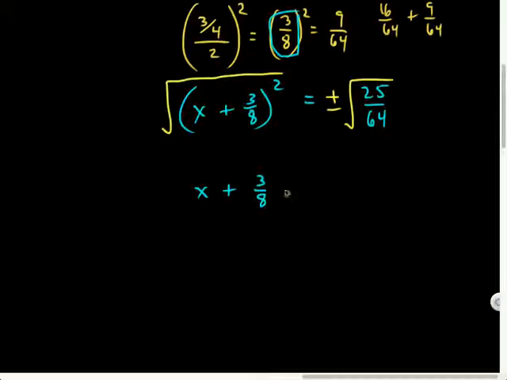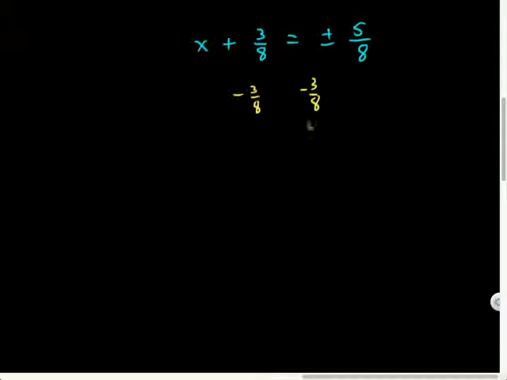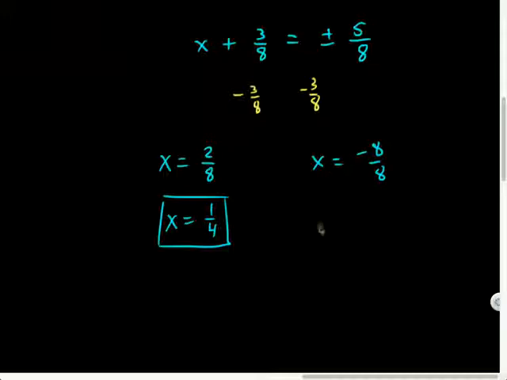x plus 3/8 equals plus or minus the square root of 25, which is 5, over the square root of 64, which is 8. Look how awesome this is. They already have common denominators for us. So I'll get x equals, let's see, negative 3 plus 5 is 2, so 2/8. And negative 3 minus 5 is negative 8. And then I get my two answers of a quarter and negative 1.